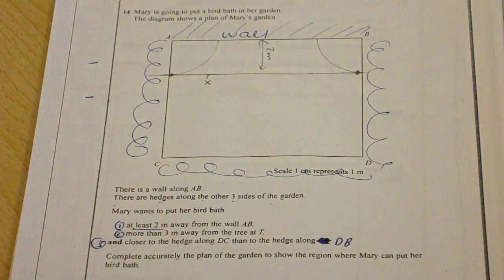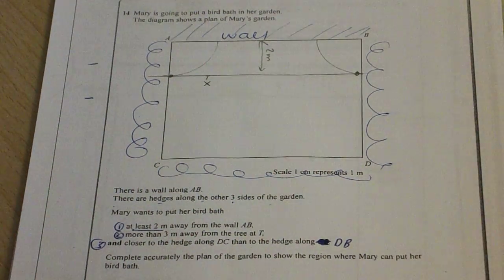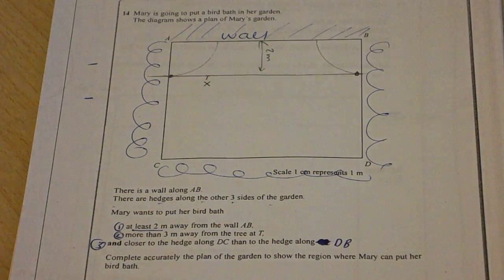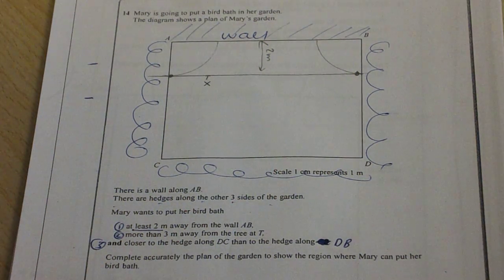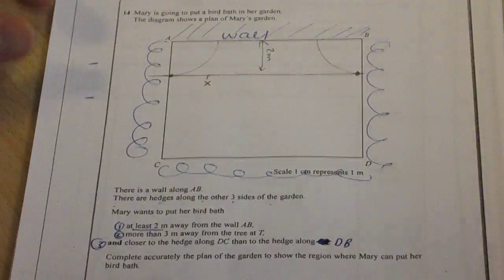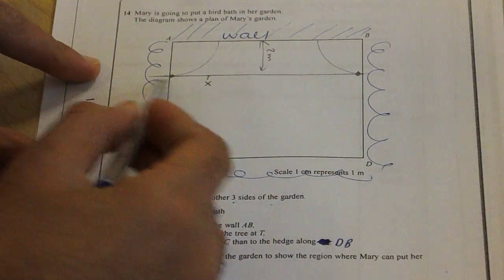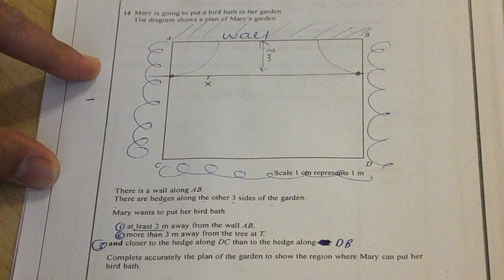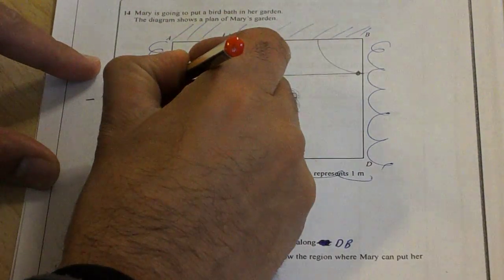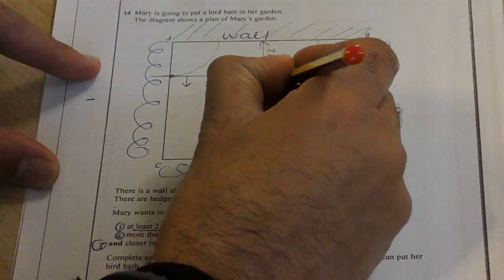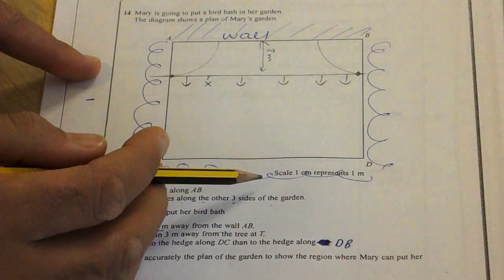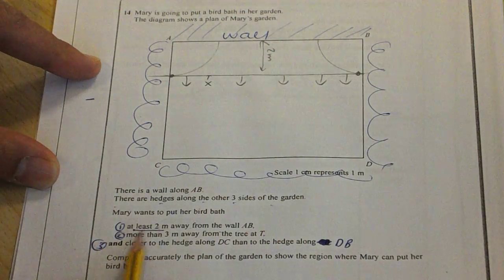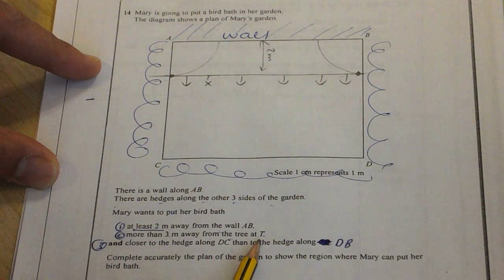You can see that clearly. So now the question says at least 2 meters away from the wall, which means 2 meters or more. So we have a solid line here, and we are looking for the region which is on this line or above it, more than that. Next is more than 3 meters away from the tree at T.